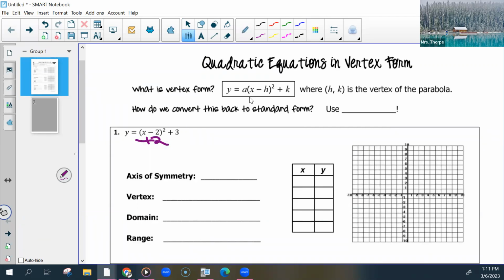Oh, that's scary. So then our vertex would be +2, +3.